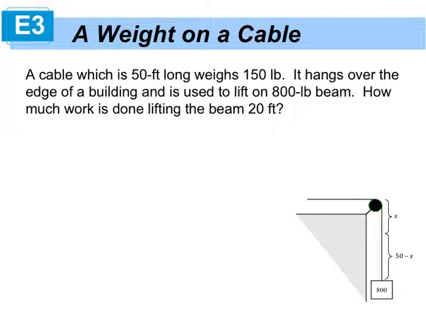As I start to pull that weight up, one thing changes, one thing doesn't change. And hopefully you recognize that the 800 pounds is not going to change. That's a constant force, just like in the very first problem we did, force times distance. However, the weight of the cable will change because I'll have less cable there. Does that make sense?